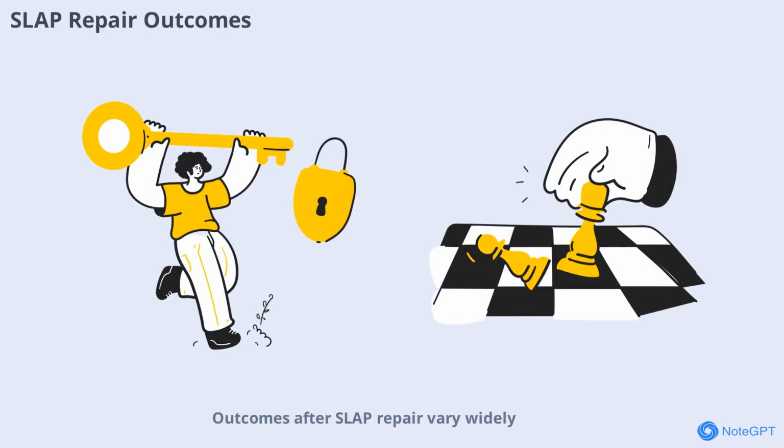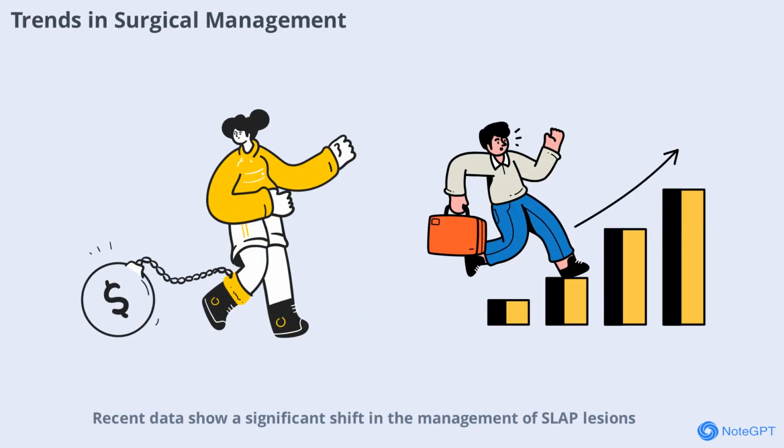Outcomes after SLAP repair vary widely, particularly in overhead athletes and older patients. While many experience good satisfaction and return to play, others require revision surgery or have persistent symptoms. This variability has led to increased use of biceps tenodesis, which consistently provides better functional scores and satisfaction, especially in challenging patient populations. Recent data show a significant shift in the management of SLAP lesions.